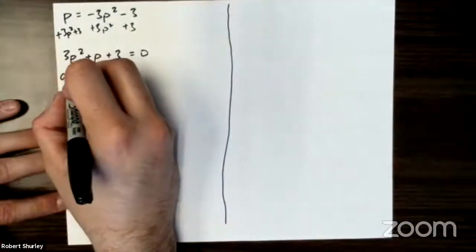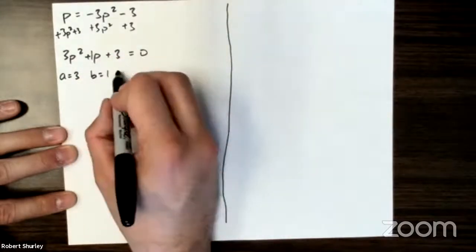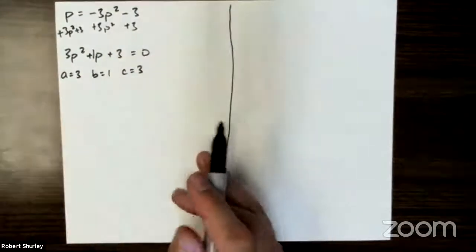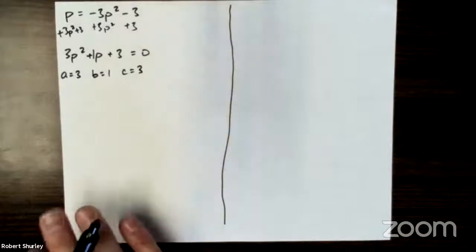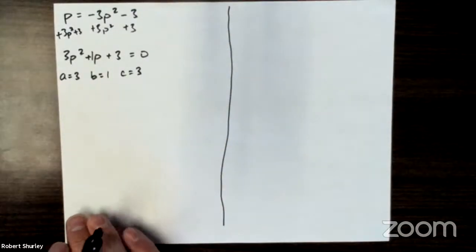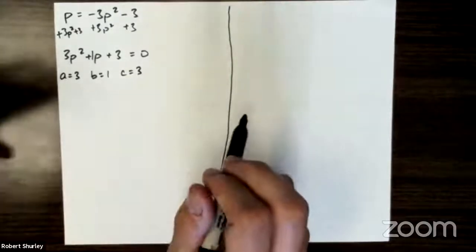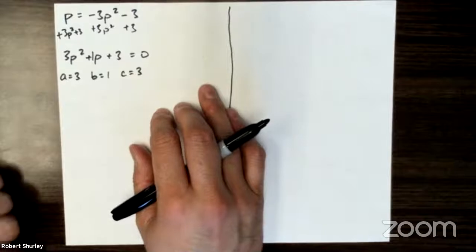So we get a equals 3, b equals 1 here, right? There's a 1, and c equals 3. So again, I would pause it right here. Pause and see if you can get this one right, okay? Okay, so now you're back from pausing. Let's see if we can simplify it completely.